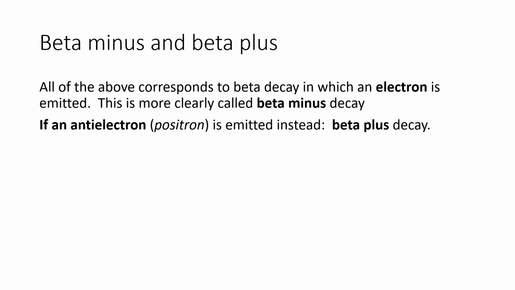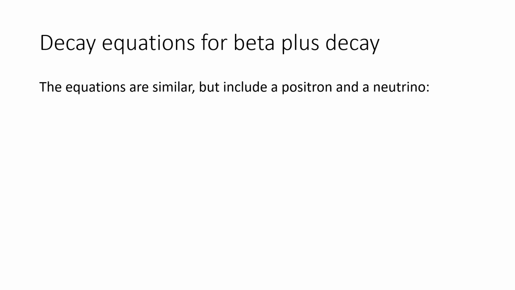All of the above corresponds to beta decay, where you have an electron emitted, but you also have beta plus decay, and that's the positron. That is the antimatter version of the electron. So the equations are similar, but now it is the opposite. The opposite is that you have the positron and a normal neutrino.